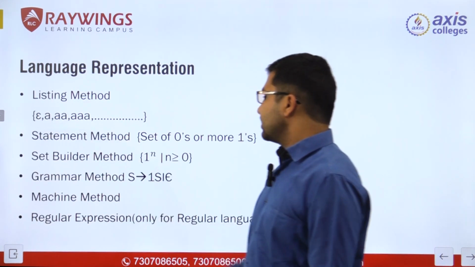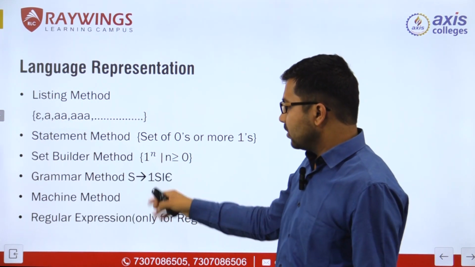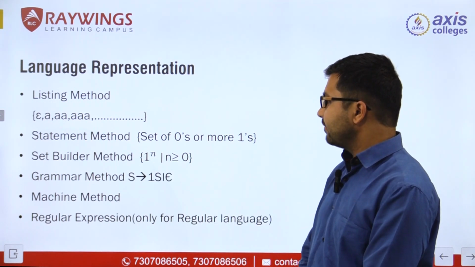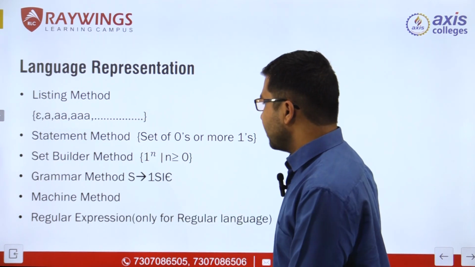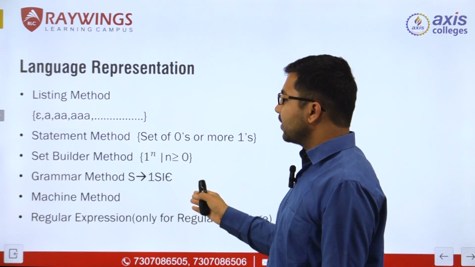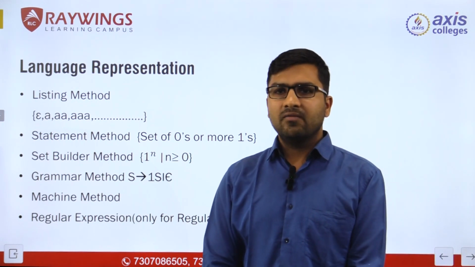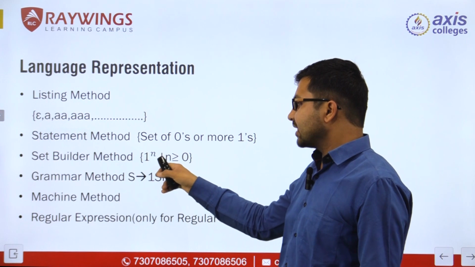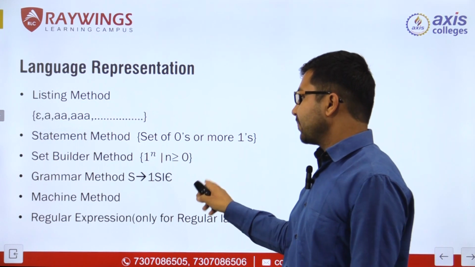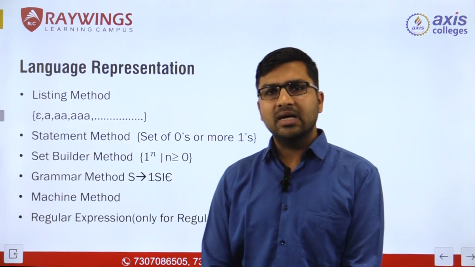up to so on. In the grammar method, S goes to 1S or null. So here also this is a grammar representation of the same language as given in the set builder method. In the machine method, we can use a set of states to represent the language. In the regular expression method, we write a regular expression for the given language. If L equal to 1 power n such that n greater or equal to 0, then RE equal to 1 star. This is an example of a regular expression. Regular expression is only for regular languages.